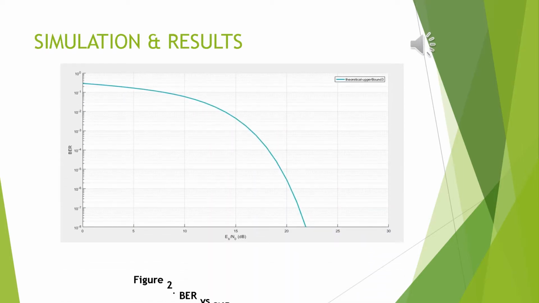Based on the result from figure 2, we used the semi-analytic tab in the BER tool to simulate BER versus SNR for PLC. We used the parameters n equals 4, k equals 2, d equals 1. The result also shows an increase in BER and a decrease in SNR.